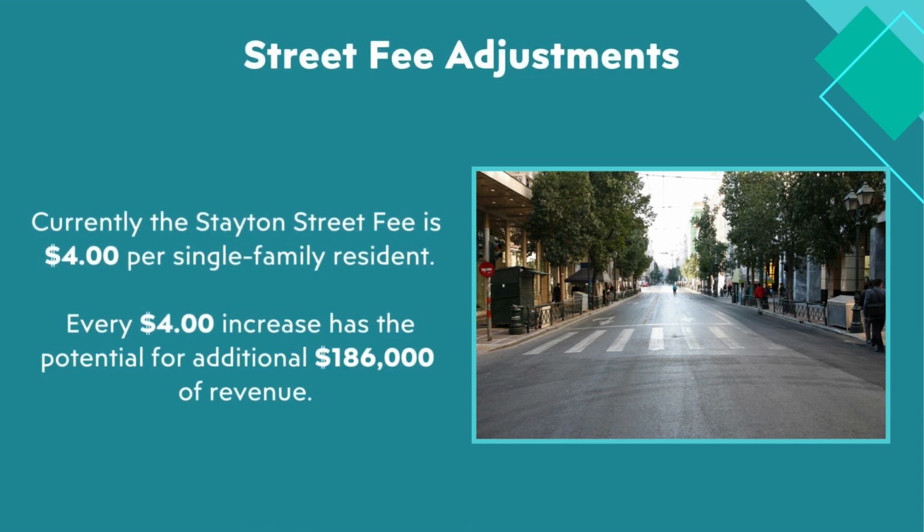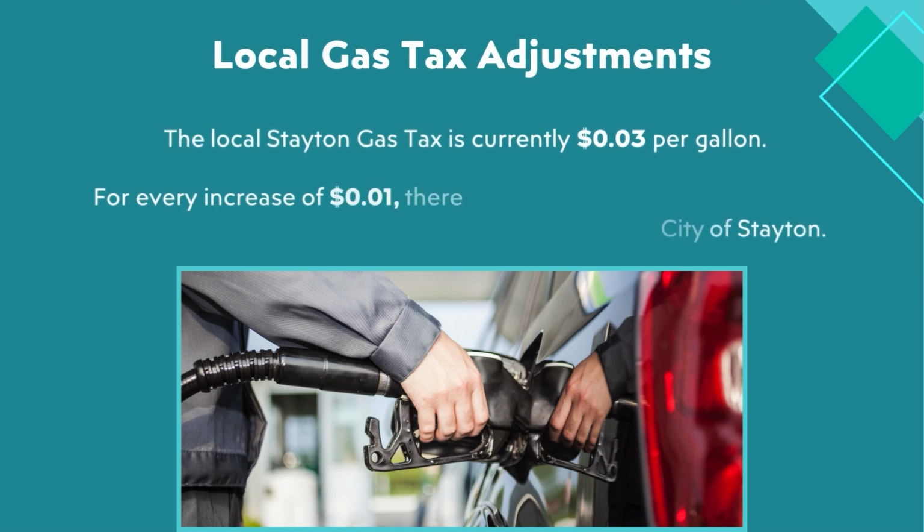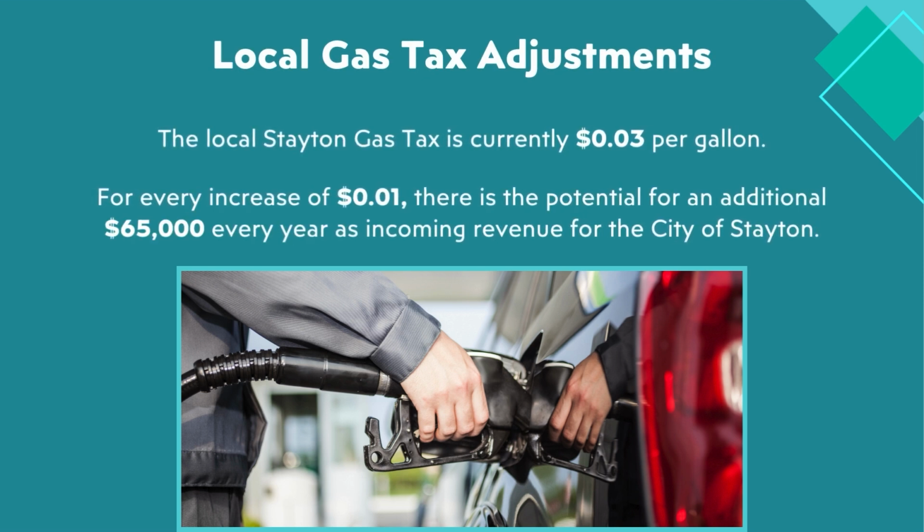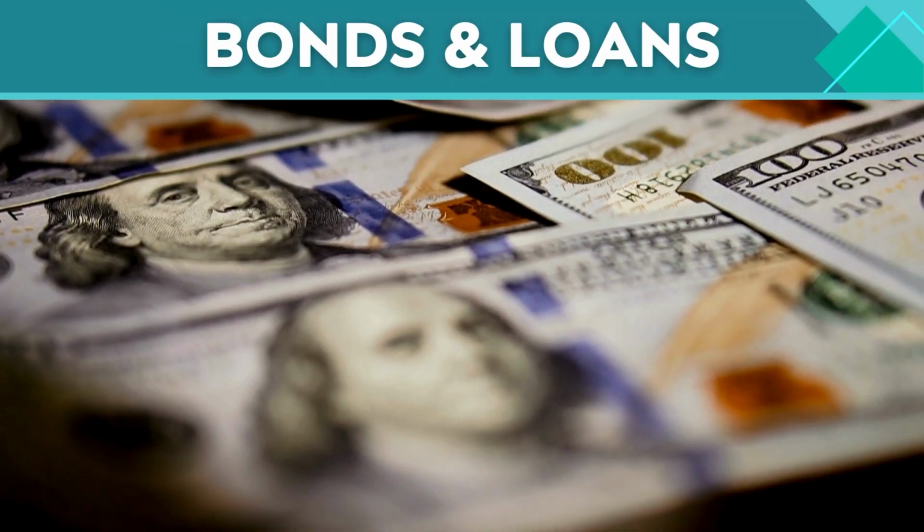Let's start with the adjustments to the street fee. Currently, the state and street fee is $4 per single-family home per month. Based on recent projections, we need to increase the street fee for the next 5 years to meet the minimum to cover maintenance for streets. This does not include funding for capital improvement projects. The local state and gas tax is currently 3 cents per gallon. For every increase of 1 cent, there is the potential for an additional $65,000 every year as incoming revenue for the city of Staten.